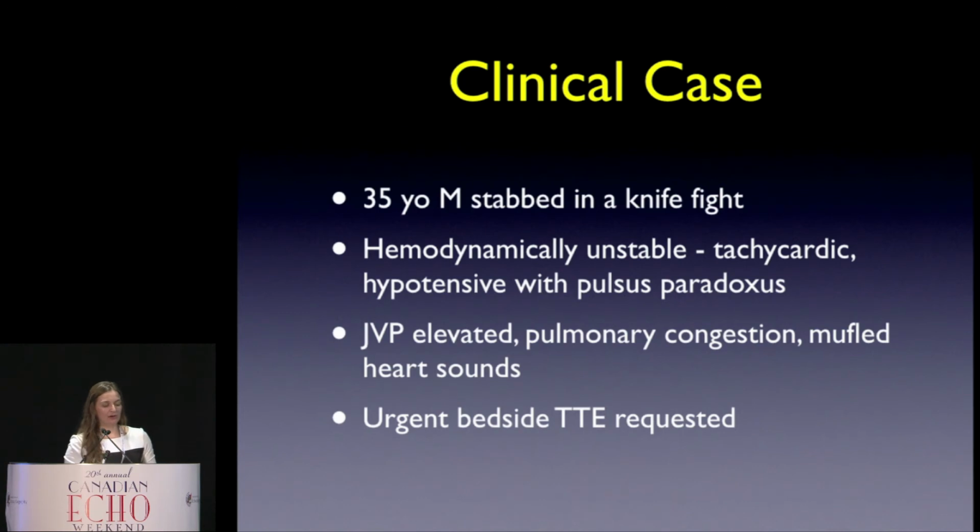So the patient here, 35, and he was stabbed, hemodynamically unstable, JVP was elevated, pulmonary congestion, muffled heart sounds, so everything was pointing towards tamponade clinically. The echo was obtained to see where do we go from here.